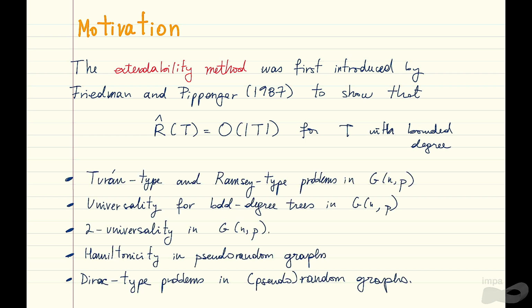Just to mention some, we can solve with this Turán problems in G(n,p), Ramsey problems in G(n,p). It was used for the amazing proof of Richard Montgomery of the universality of bounded degree trees in G(n,p). Also for the 2-universality in G(n,p). Recently, it was used for the solution of the Hamiltonicity problem in pseudo-random graphs. And also it has been used in Dirac type problems in random and pseudo-random graphs. So my idea today is to, of course, introduce this method and show two very recent applications.